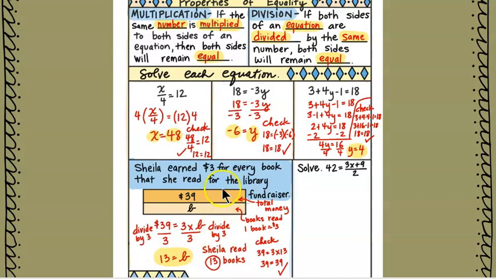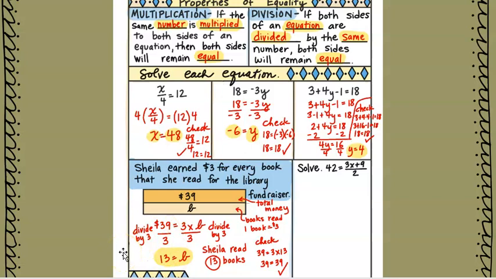So, total money, $39. Books read is B, and we know that one book is equal to $3. Well, she got $39, so if you divide that by the 3, she read 13 books. Got it?